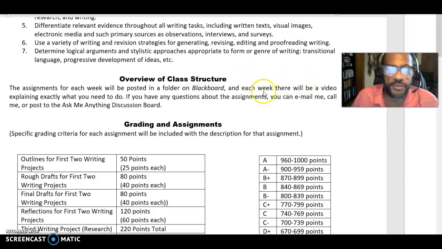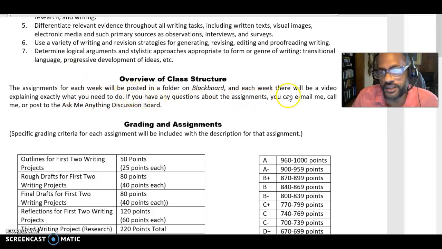And each week there will be a video explaining exactly what you need to do. So I'll be coming to you, showing you the assignment that I have written out, being in my little box here, and kind of explaining to you what you're supposed to be doing. Hopefully that'll keep things clear for us, and they'll be organized by week. So as you see for this folder that you were in, it says for the 26th and 27th of August. So you know what you're supposed to be doing for this week, and then you'll have another one for next week. So just be clear about that.